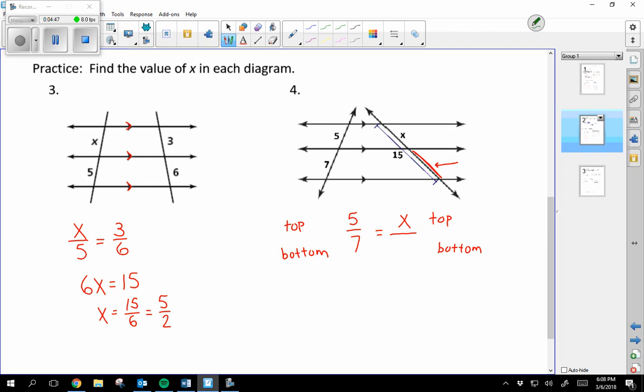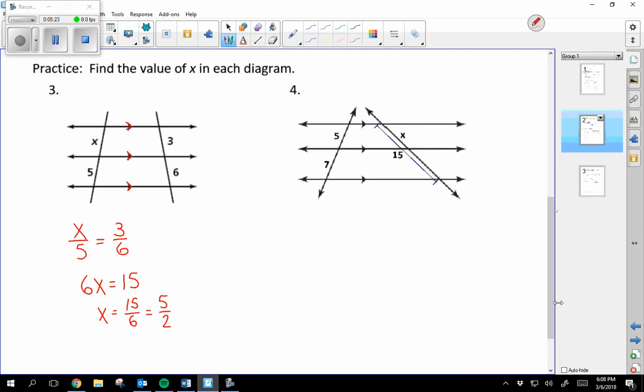Now, it is possible for us to put something there if we recognize that this entire length, in other words, the sum of these 2 parts, is 15. Because that's 15 and the top piece is x, this can be represented as 15 minus x. And if you do that, then you can certainly proceed by cross multiplying and solving, and you'll be able to figure out x.